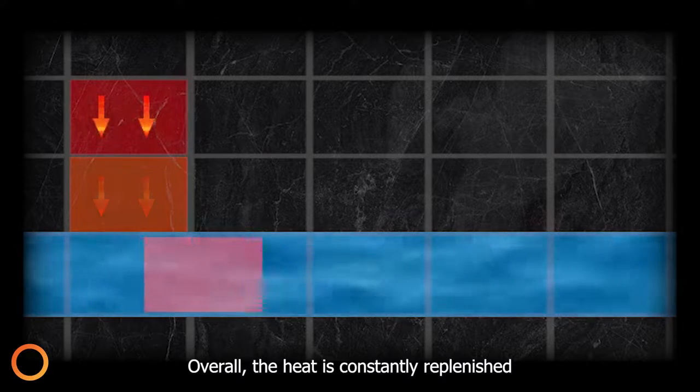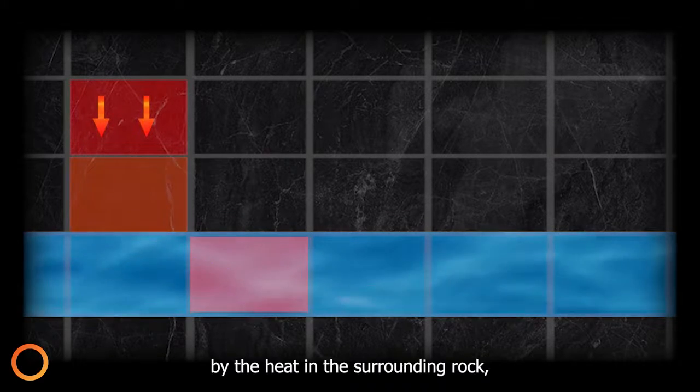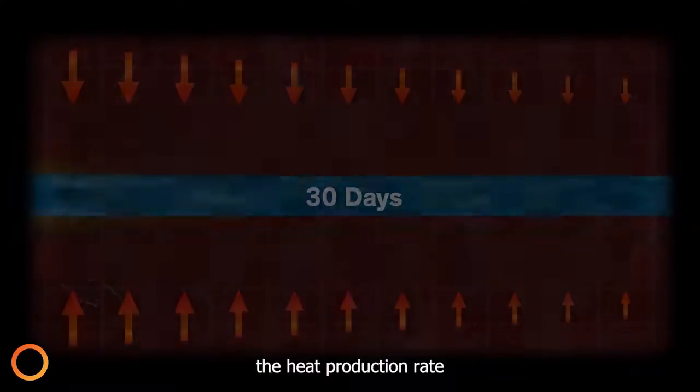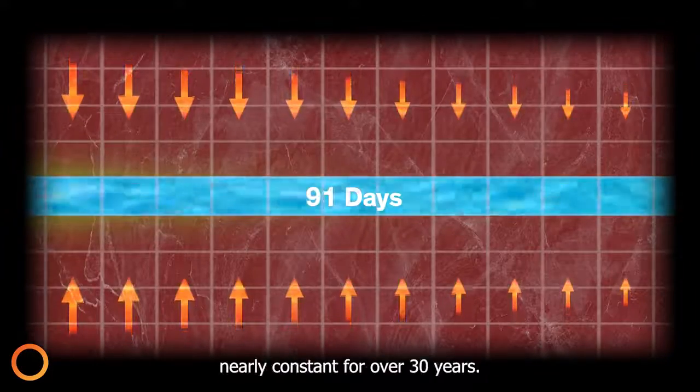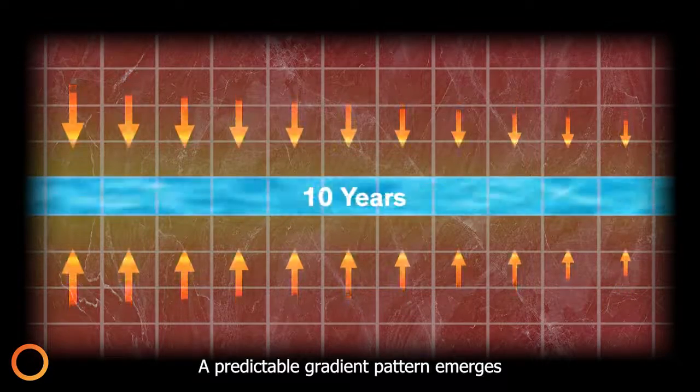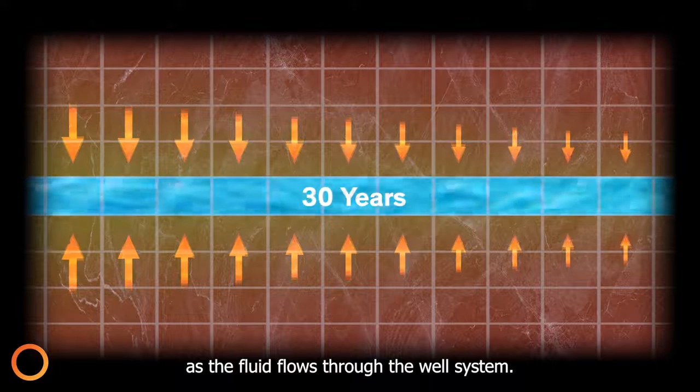Overall, the heat is constantly replenished by the heat in the surrounding rock, and while the Eavor loop does pull heat faster than it's replenished, the heat production rate of the Eavor loop remains nearly constant for over 30 years. A predictable gradient pattern emerges as the fluid flows through the well system.